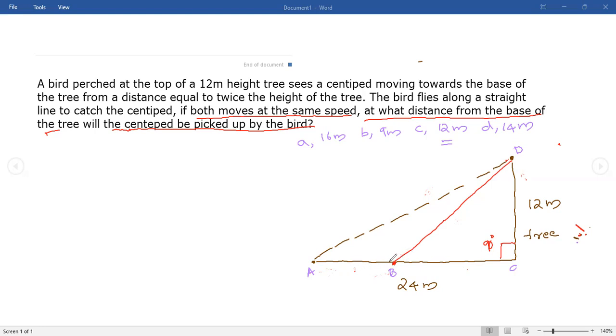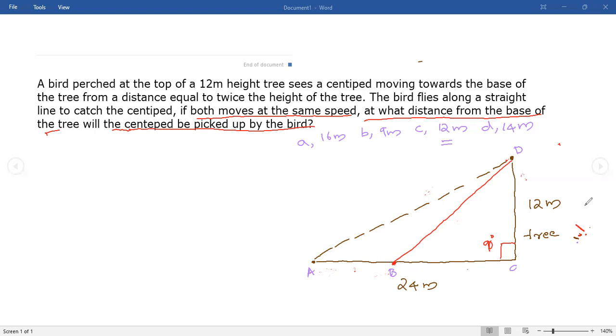So when the bird comes 12 meters closer, this becomes 12 minus, they will meet at 12 only, no sir? But sir, there isn't any clue that they are meeting at 12 meters. They are moving at the same speed. The bird is moving at the same speed, and the centipede is also moving at the same speed, right?